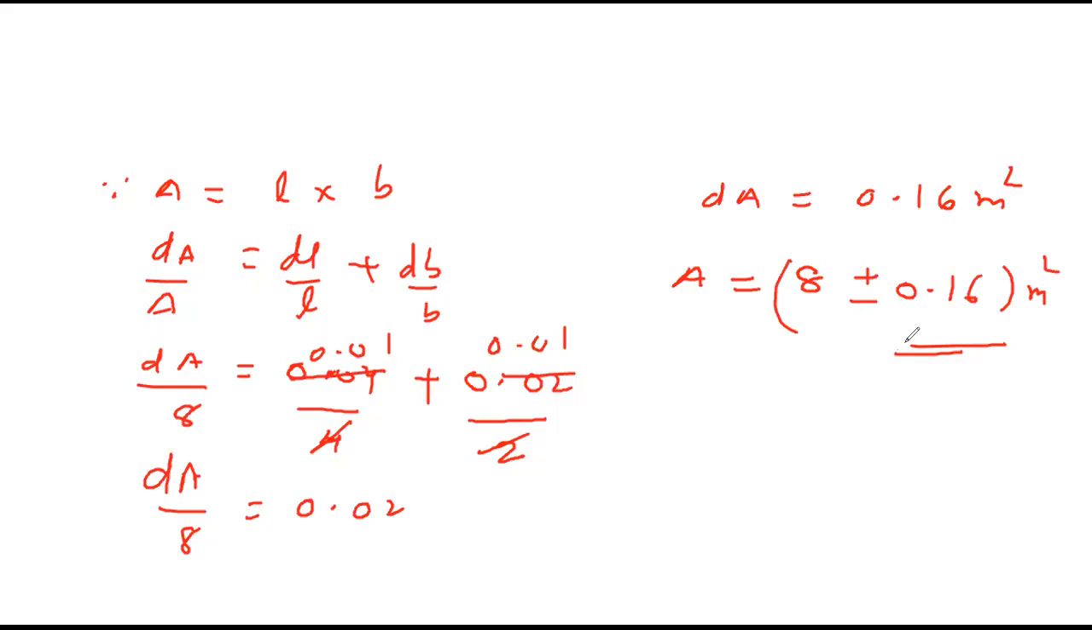Excuse me, sir. Why did you take dA? D and delta are same. Okay, whether you write D or you write delta. D stands for notation small k. Same way delta also stands for small k. Okay.